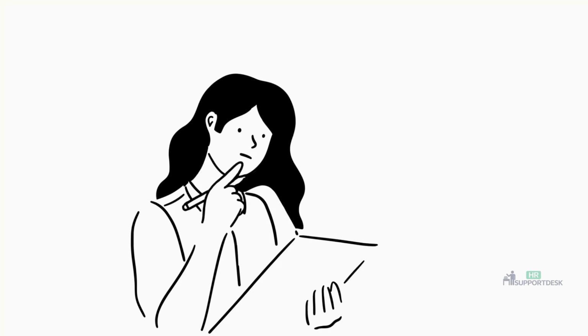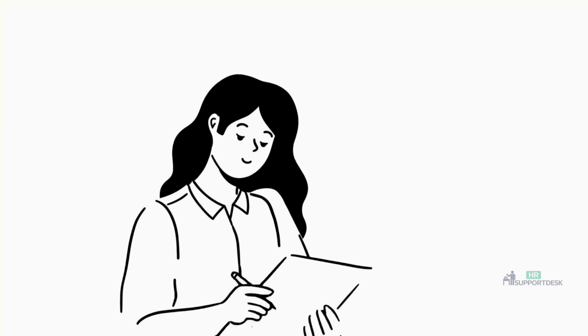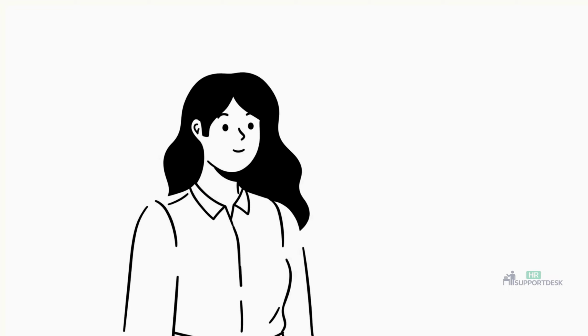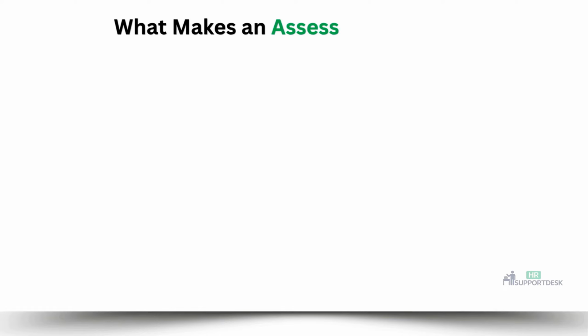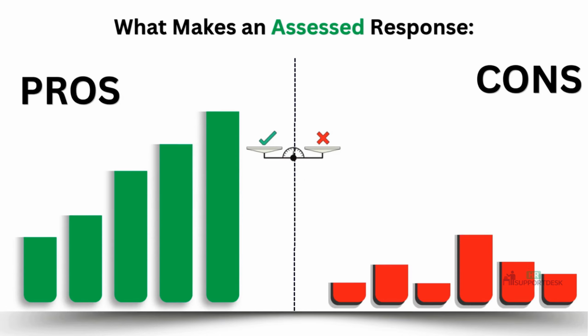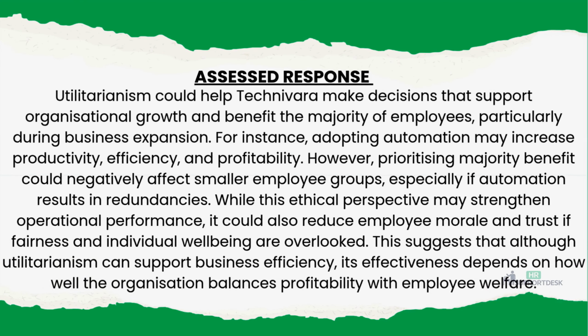In essence, assessment requires balance. You must consider both positive and negative aspects before reaching a justified conclusion. For example, instead of simply saying, utilitarianism focuses on achieving the greatest good for the greatest number of people, an assessed response would explore both the advantages and challenges of applying this ethical perspective within Technivara. Take a look at the following example.